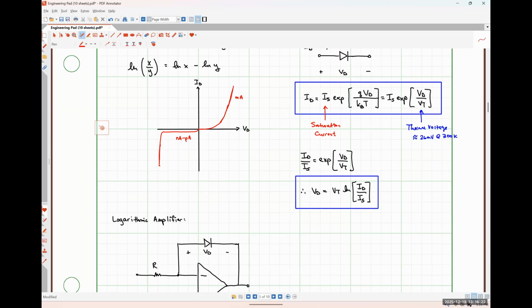Okay. And again, you'll get into way more detail about the operational physics and all of that kind of stuff of this in your solid state electronics class. And then you'll get into way more applications of diodes when you get into electronics 1 and electronics 2 in your junior year as well.